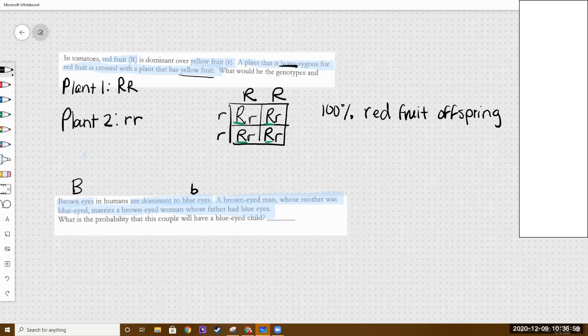You did it as a big letter, right? Because it's dominant. Exactly. Brown eyes are dominant, so that's why it's capital. Blue is recessive, so that's why it's lowercase.